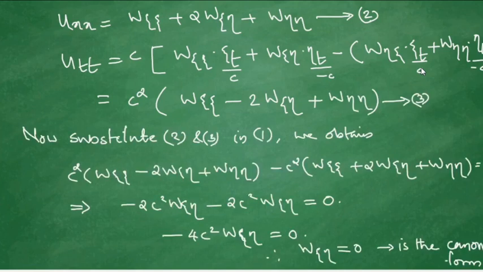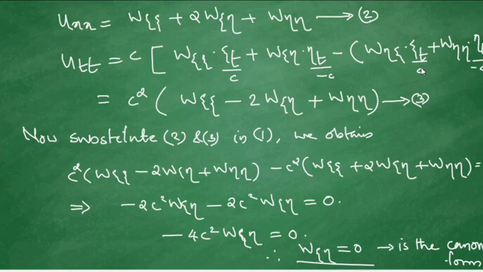Now substituting equations 2 and 3 in 1, we obtain c square into w theta theta minus 2w theta eta plus w eta eta, minus c square into w theta theta plus 2w theta eta plus w eta eta, equal to 0. Simplifying, we get the canonical form as w theta eta is equal to 0. This is the required canonical form of a one-dimensional homogeneous wave equation.